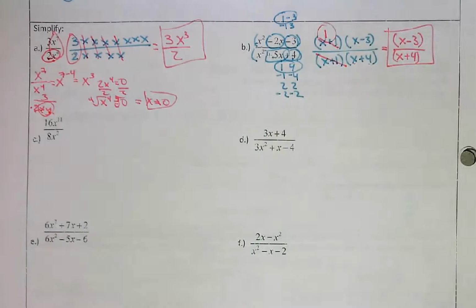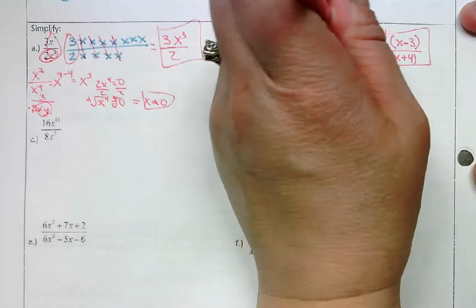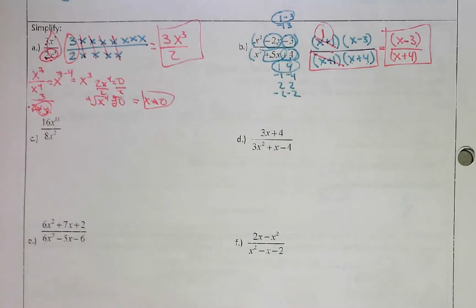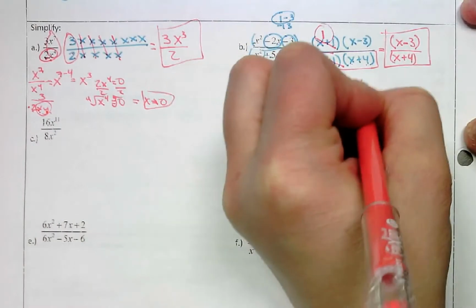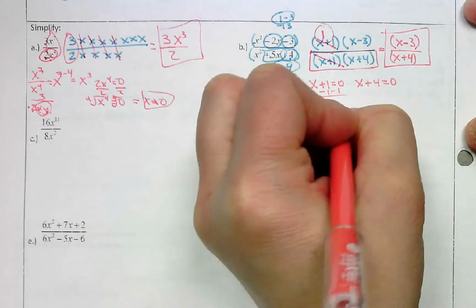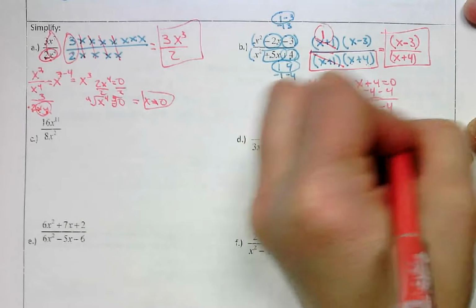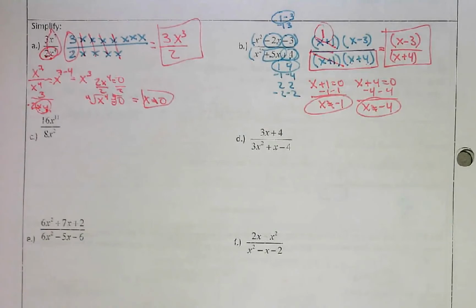But I still have to find those undefined values. So we have to go back to our original factored form. Okay? So before we've canceled anything, we need to set those equal to 0 and solve them. So x plus 1 equals 0, and x plus 4 equals 0. So I'm going to subtract 1 from both sides. I get x equals negative 1. Subtract 4 from both sides, and I get x equals negative 4. Okay? So those are my values x cannot be. So my undefined values or my restrictions on x.